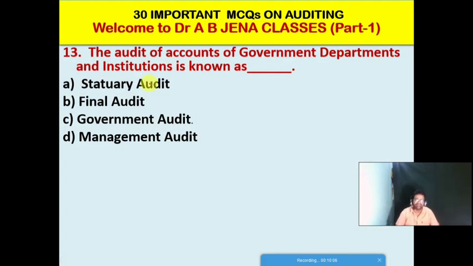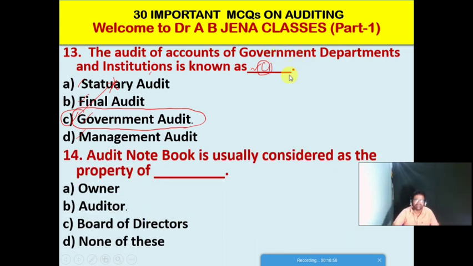So next one MCQ, the audit of accounts of government departments and institutions is known as or is called as what? A, statutory audit. B, it's a final audit. C, it's a government audit. D, it's a management audit. Friends, so C is the right option for this MCQ. The audit of accounts of government departments and institutions is known as the government audit. The government is doing such types of audit in the government departments and the government institutions. So C is the right option for this MCQ.